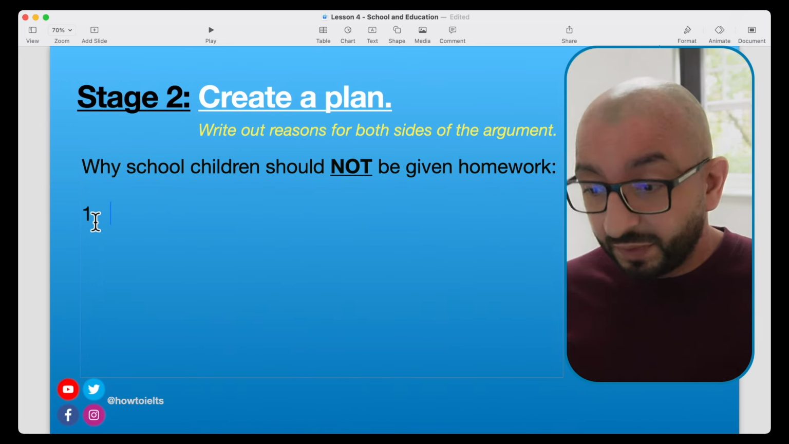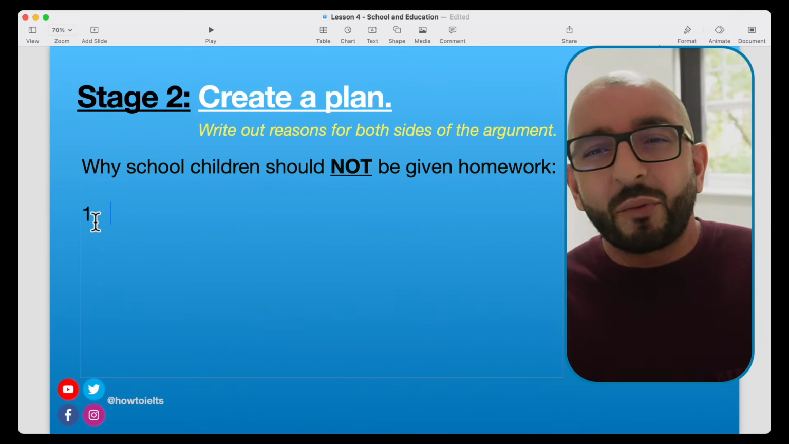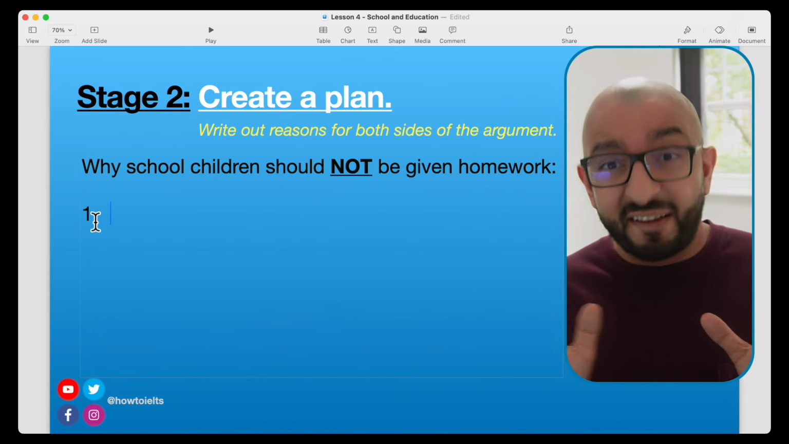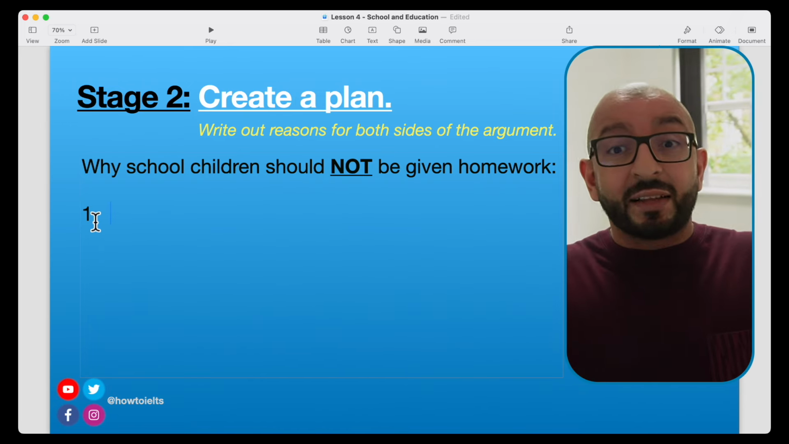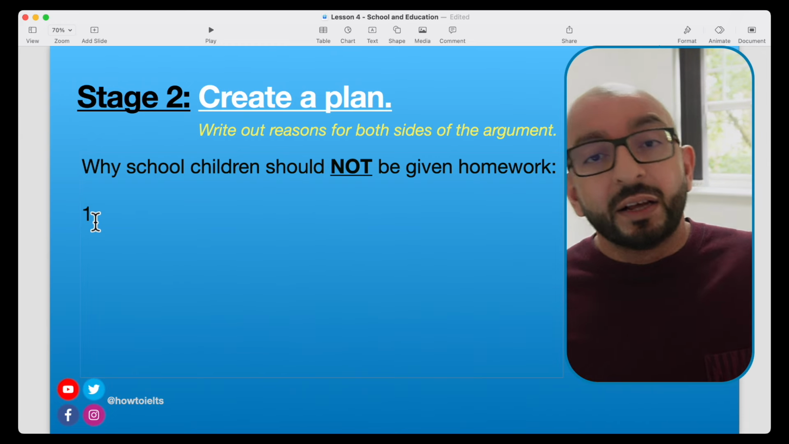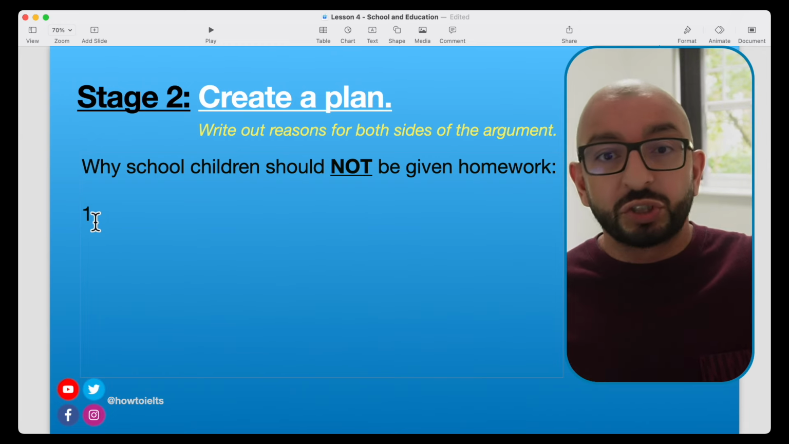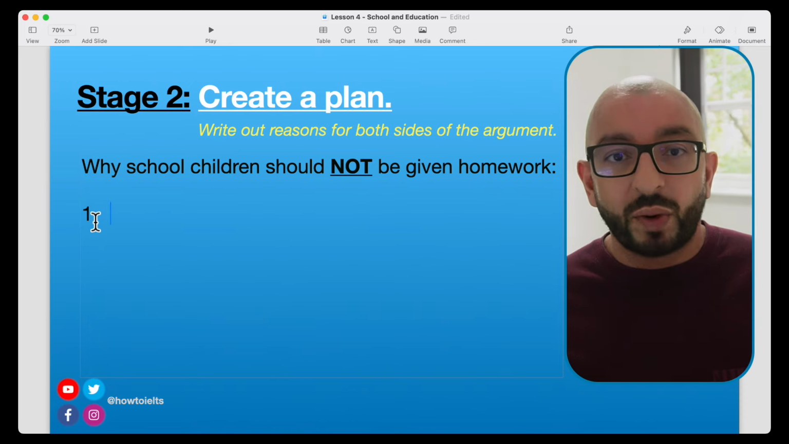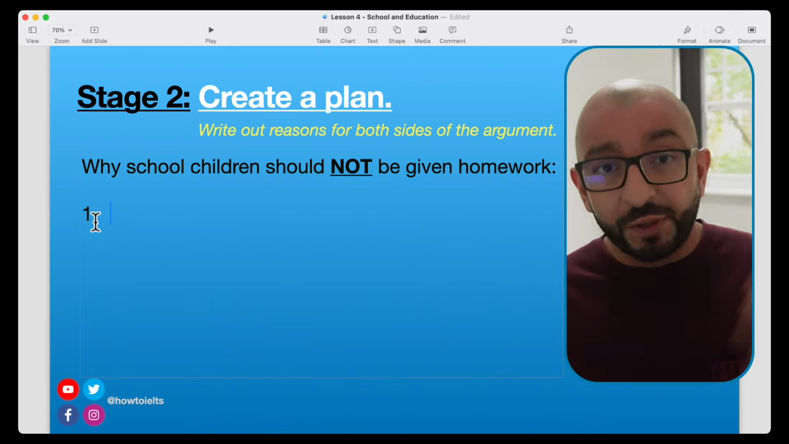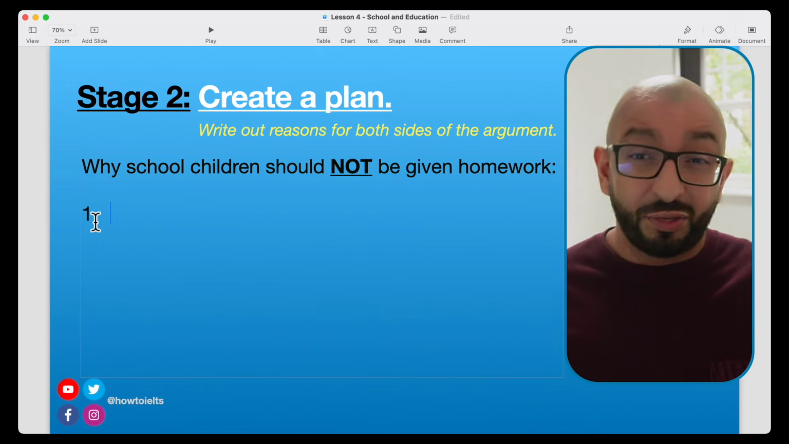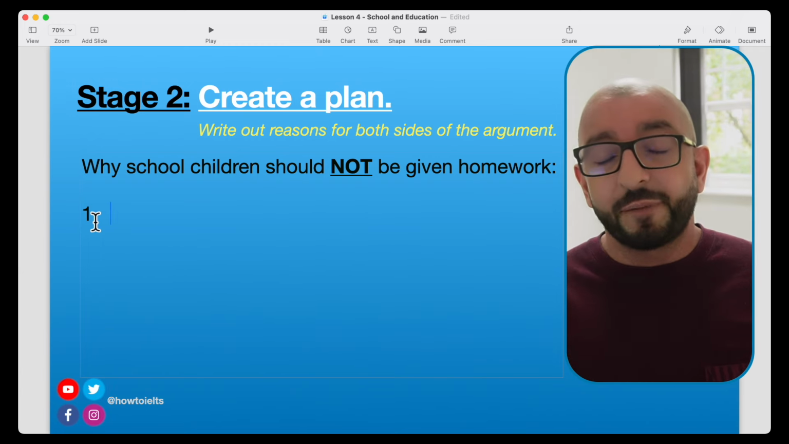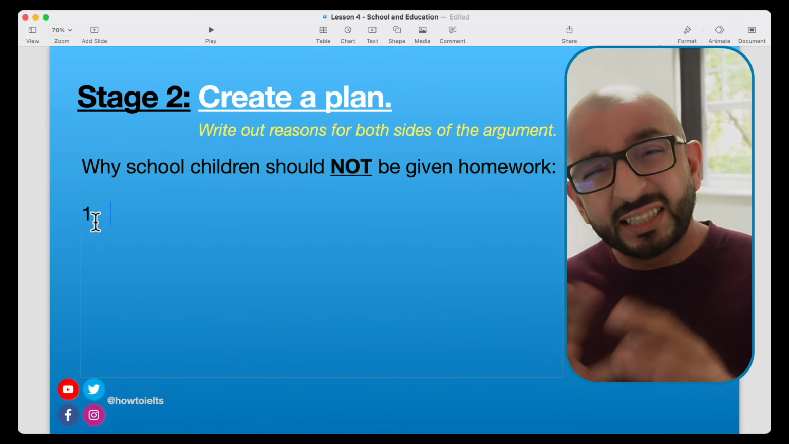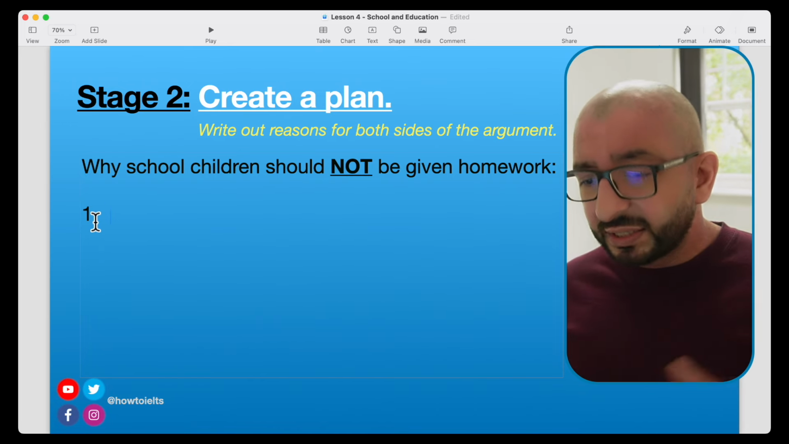Well, I'll write a few reasons here. Now, altogether, we're aiming for around 4 or 5 points between the two sides. So that could be 2 points for why school children should not be given homework, and then 3 reasons why they should be given homework. Or you can swap them around, 3 on this side, 2 on the other. It's up to you. This is like a general plan. So let's think of some reasons.